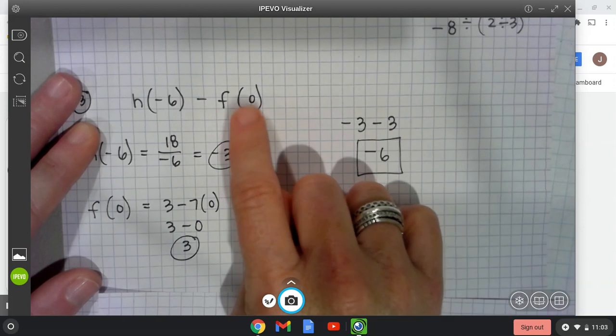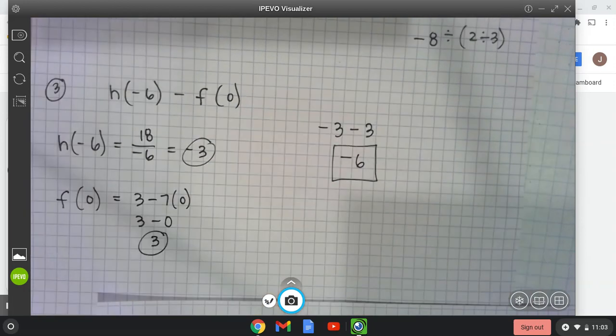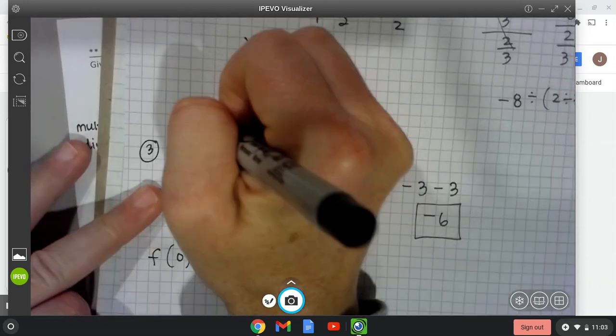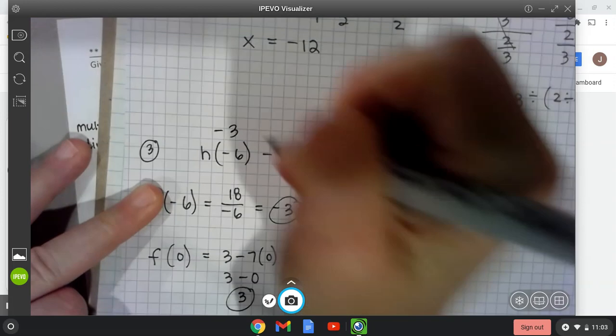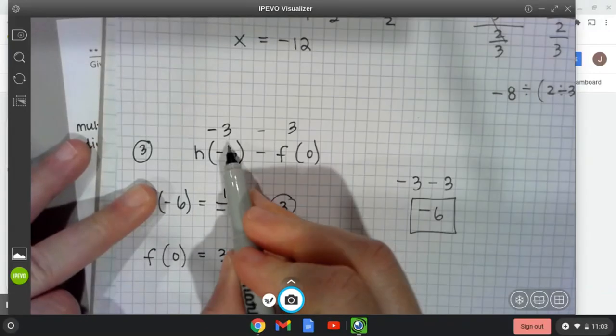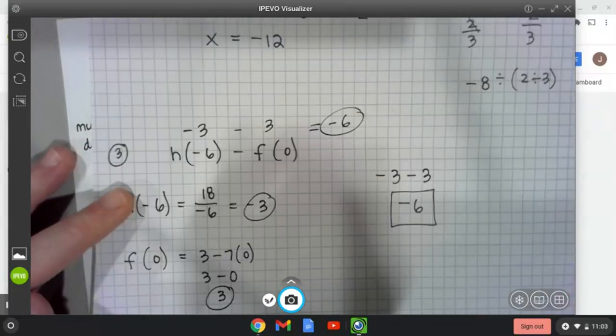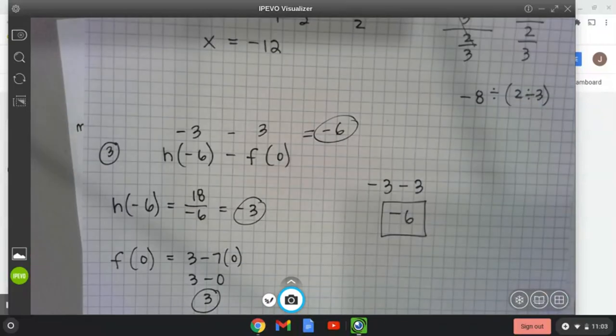Now what number did you get for f of 0? I got 3. So now you're going to subtract 3. So this literally means h of negative 6 is negative 3. Then I'm going to subtract. f of 0 is 3. Negative 3 subtract 3 becomes negative 6. Does that make sense?